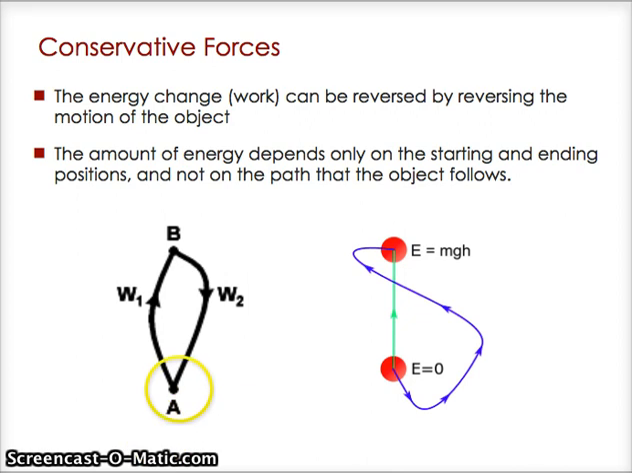So if I move an object from point A to point B, or maybe from an initial height to a different height, the process of moving it back again to its original position, if that process reverses the flow of energy, then we consider the force that's acting to be a conservative force. And gravitational forces are a great example of conservative forces, where the energy change back and forth is reversible.